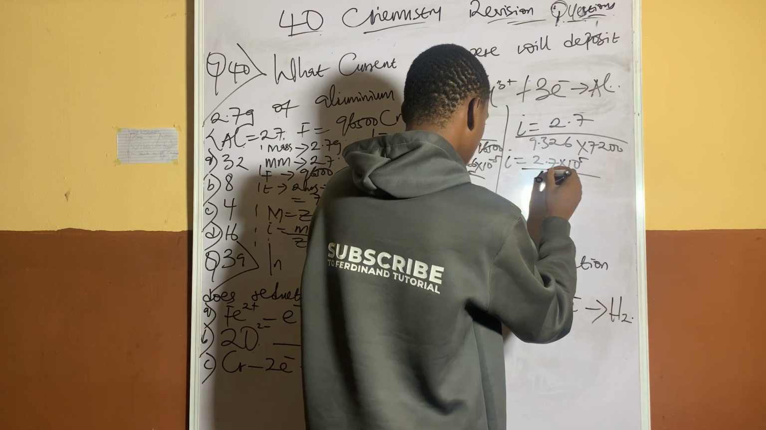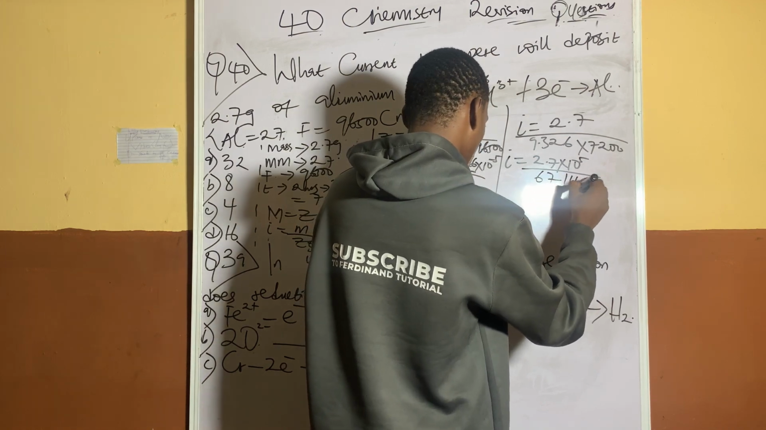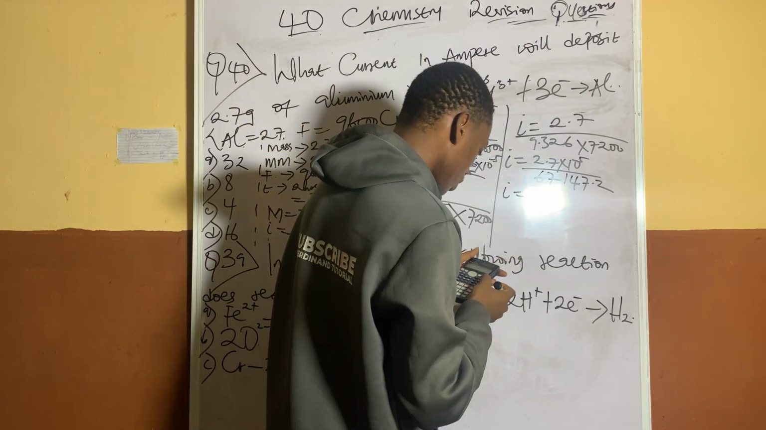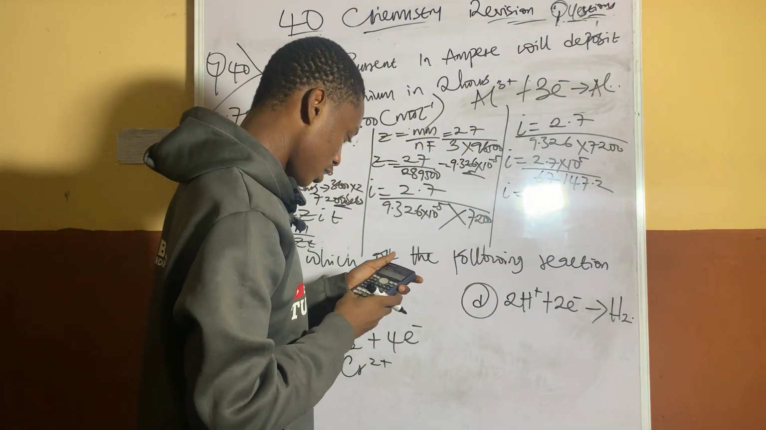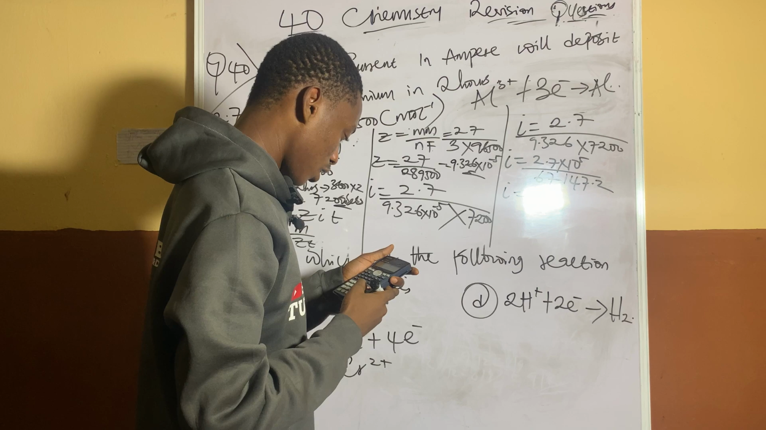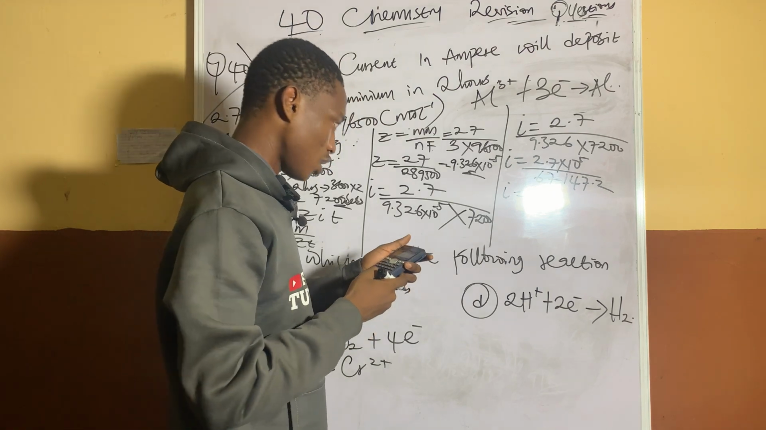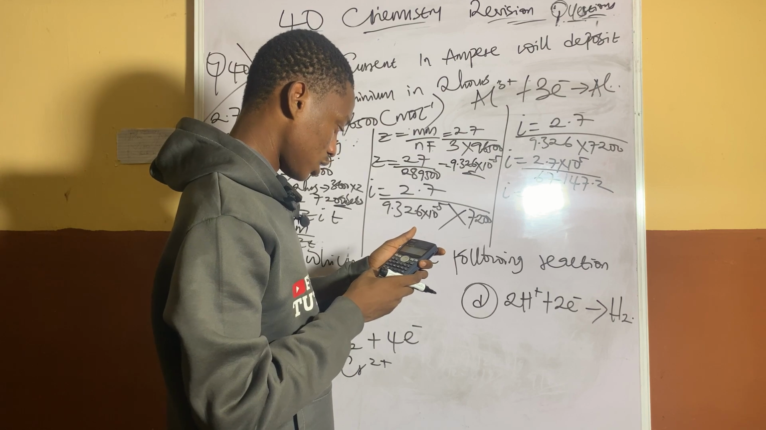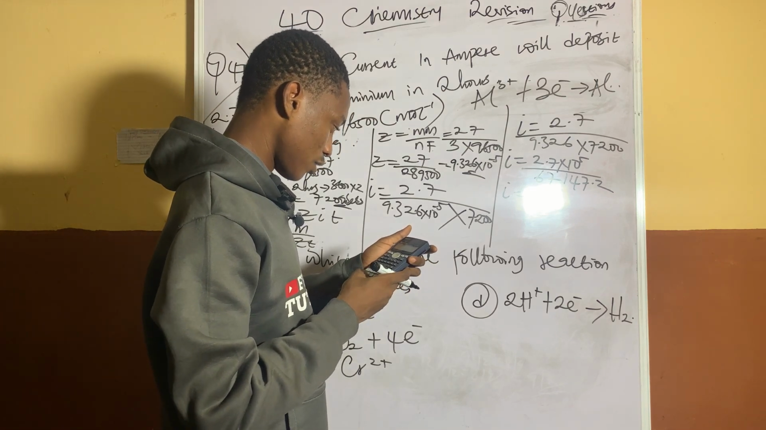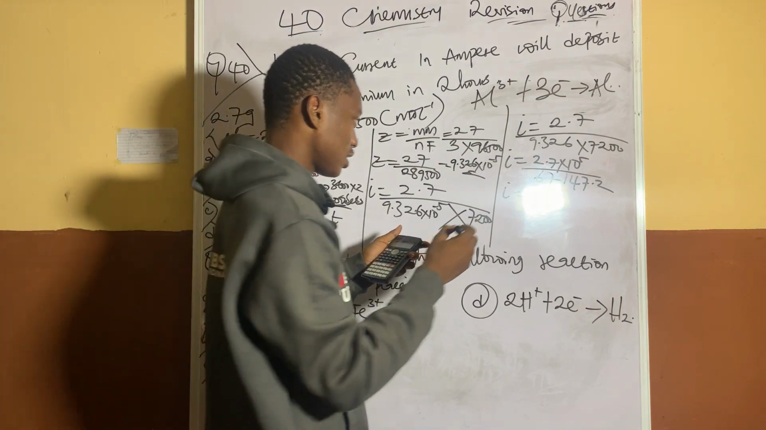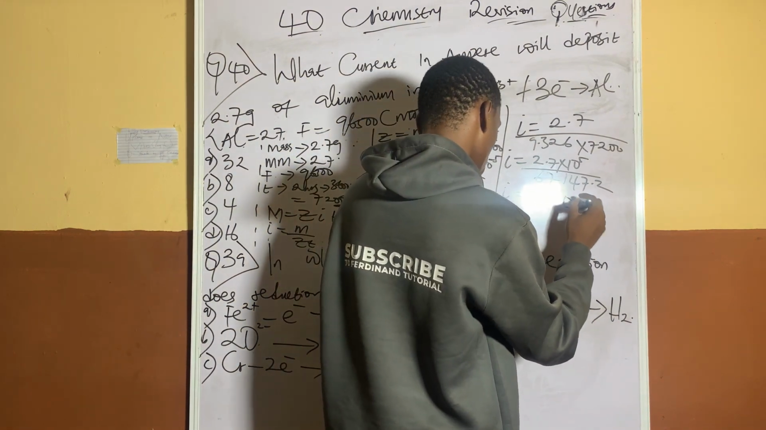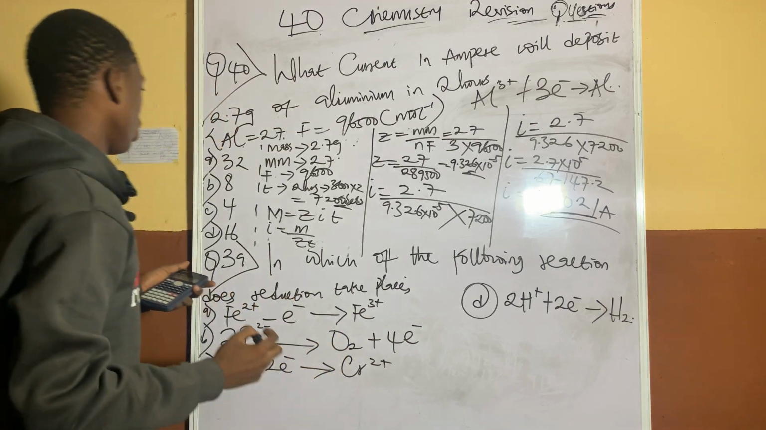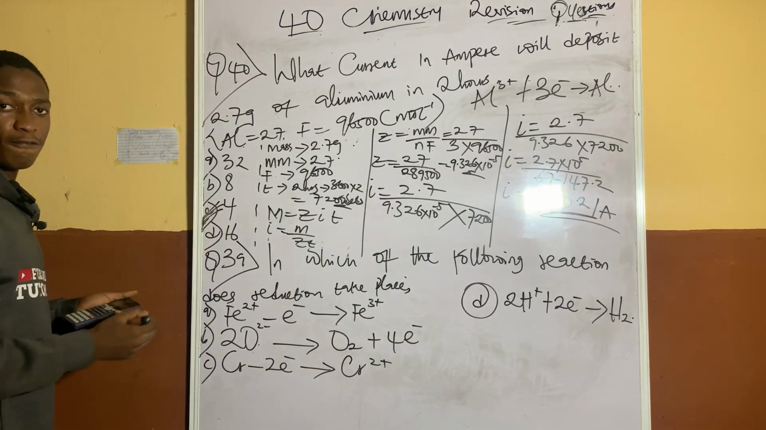9.326 times 7,200 gives 67147.2. So current will be equal to 2.7 times 10 raised to power 5, which is the same thing as 270,000 over 67147.2. So my answer for current is 4.021 ampere. That's my current. So the answer is C, 4 ampere.